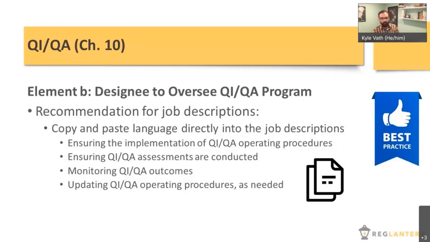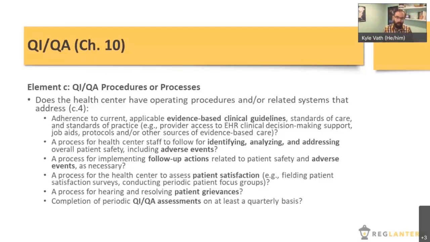There are a number of different job descriptions. I recommend you just copy and paste the language right out of the site visit protocol into those job descriptions. Makes it super easy to check that off and the reviewer can keep on moving. So if you've got a job description anyway, open up chapter 10 and look at the definition of what those QI directors need to do, copy and paste it, make it easy.